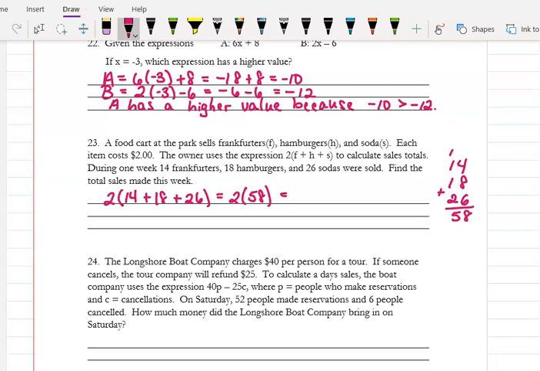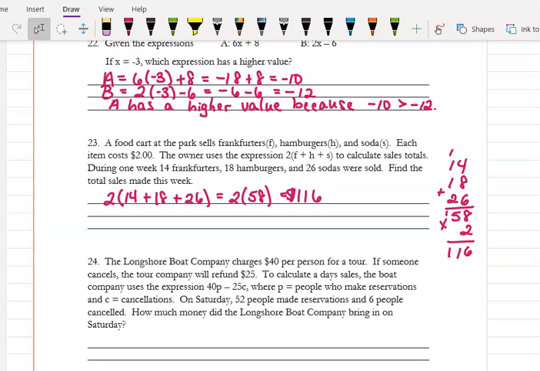So I'm going to do some multiplication here. 2 times 8 is 16, carry the 1. 2 times 5 is 10, plus 1 is 11. So that is 116, and that's the total number of sales. That's a dollar amount, so let's put a dollar sign in front of that, $116.